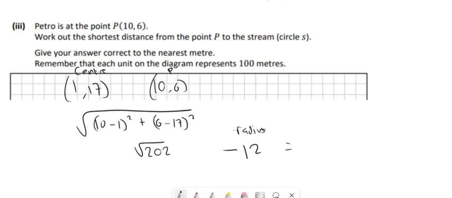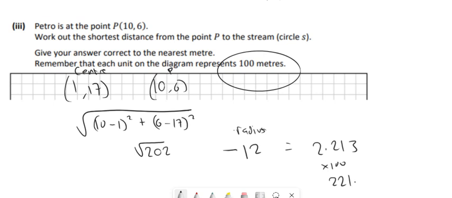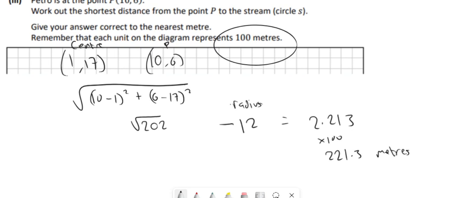And in the end, they want our answer to the nearest metre. So you should get 2.213 when you round it off there initially. Now they make it a little bit more complicated. Each unit is worth 100 metres. Therefore, if you times that by 100, you get 221.3 metres. And if you round that off to the nearest metre, then it's just 221.